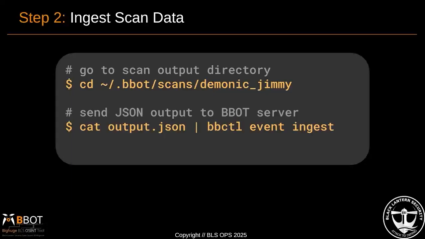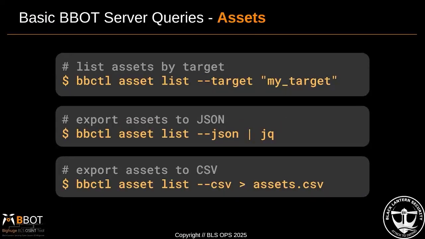If you have suggestions for names, please add them to the pile. We love more names. So these are some of the basic queries that you can do using BBCTL. You can list the assets based off your target, export the assets to JSON if you want to, and you can export them to CSV.